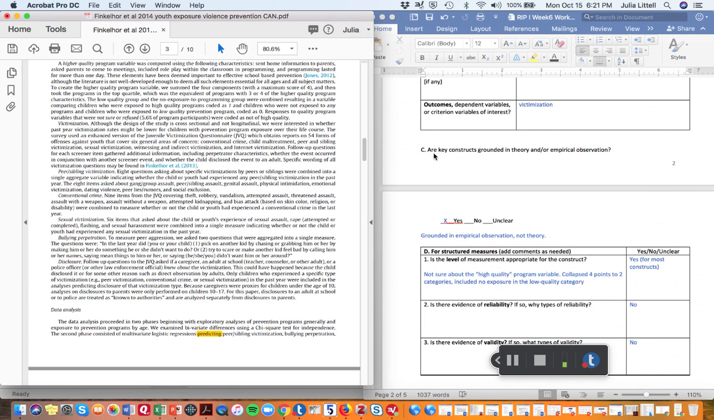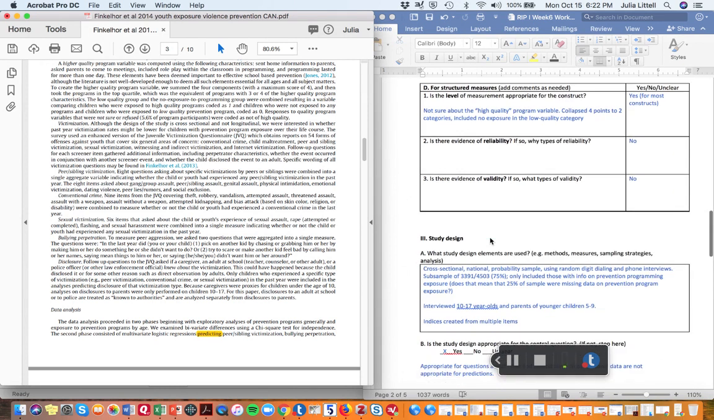Now here, C, are the key constructs grounded in theory or empirical observation? I said yes because they're grounded in empirical observation. There is some survey data here, but there's not theory. So I think in the future I'd like to split that into 2 questions. Those are really different questions.